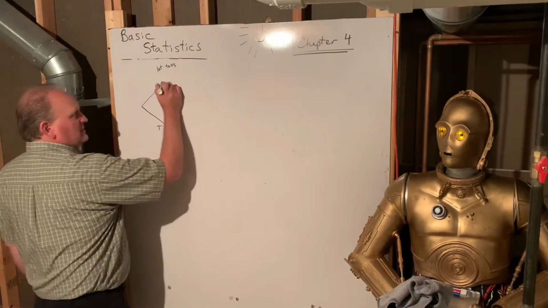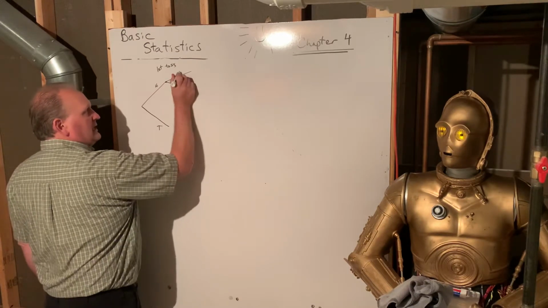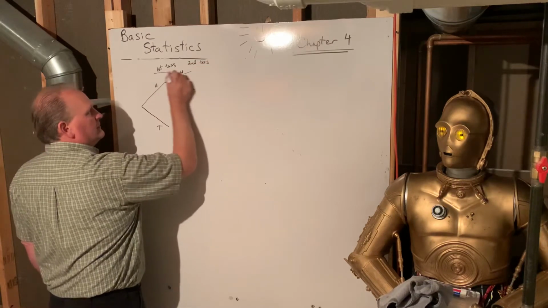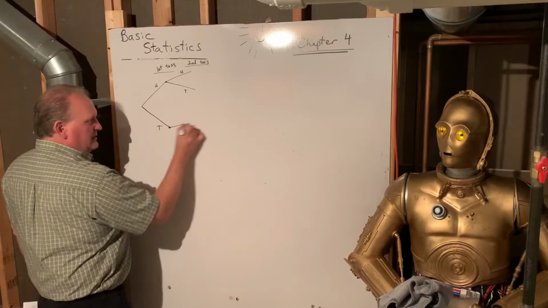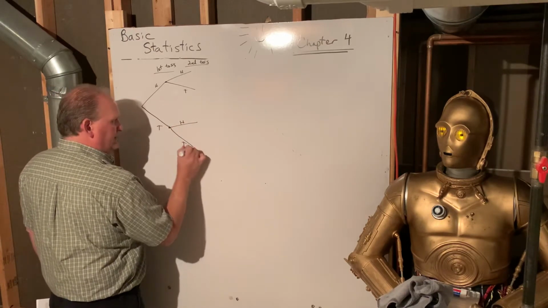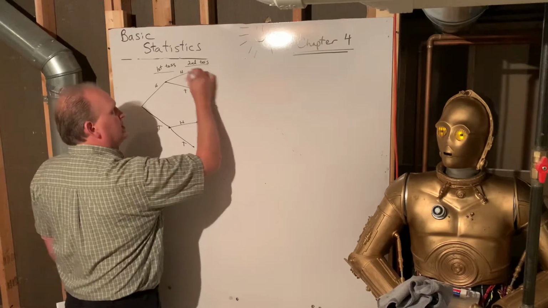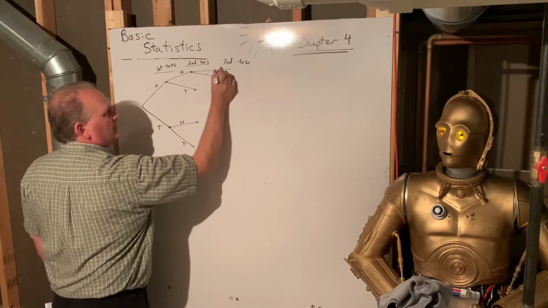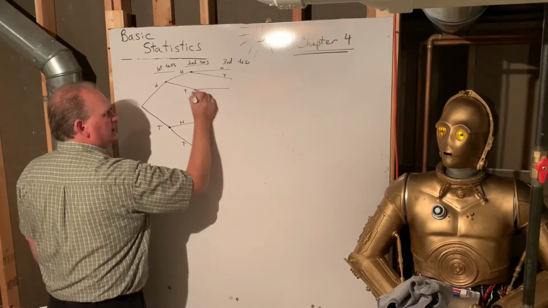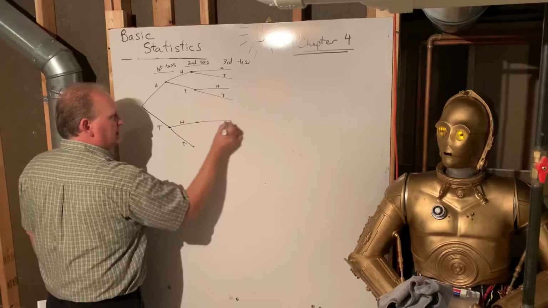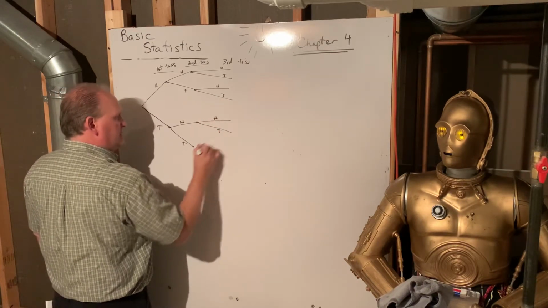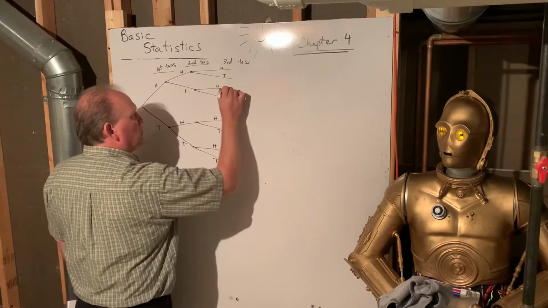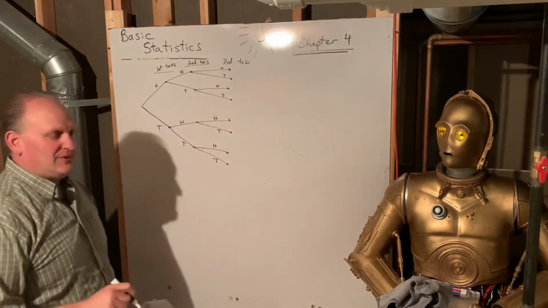Then, on the first toss, I could have got heads, but then on the second toss, I could get heads or tails. And then I could have gotten tails first, and then heads or tails. And then on the third toss, heads or tails, heads or tails, heads or tails, heads or tails. And so when we look at the end of each one of these branches, it's like a possible scenario.